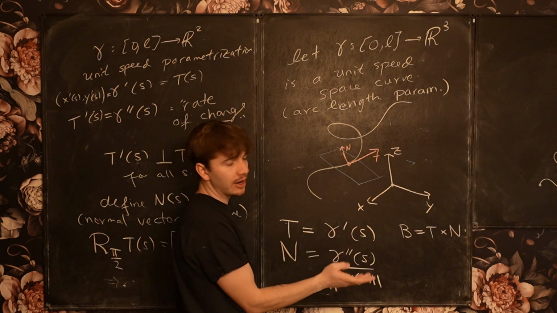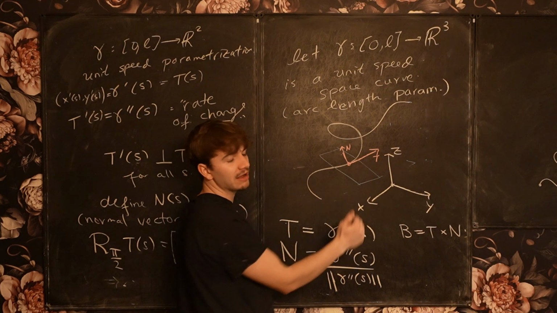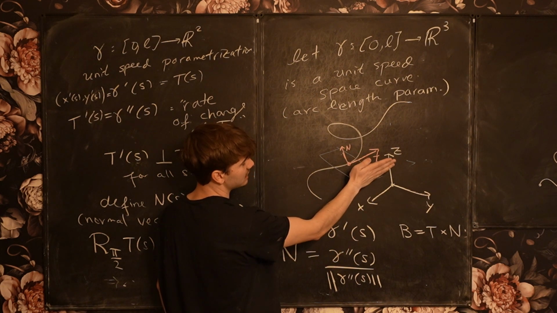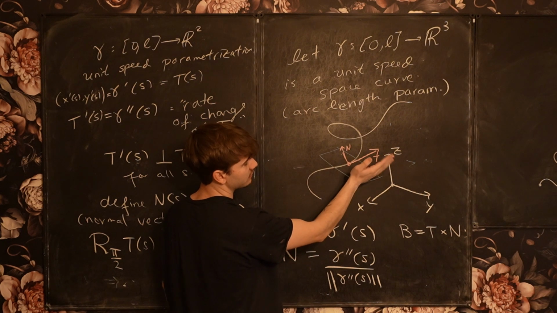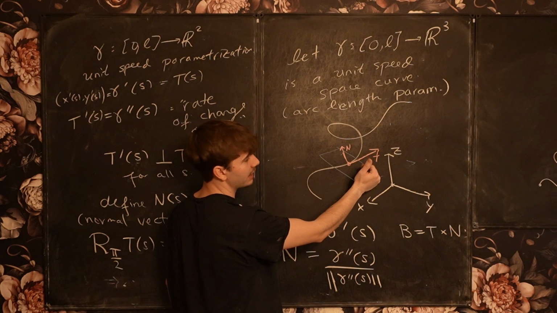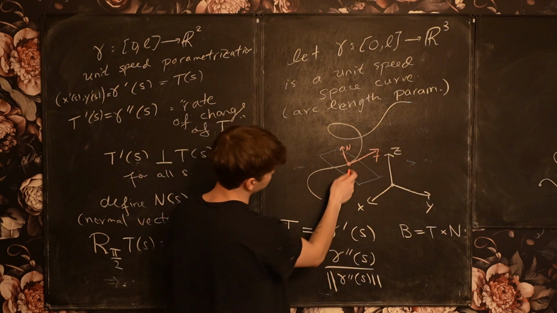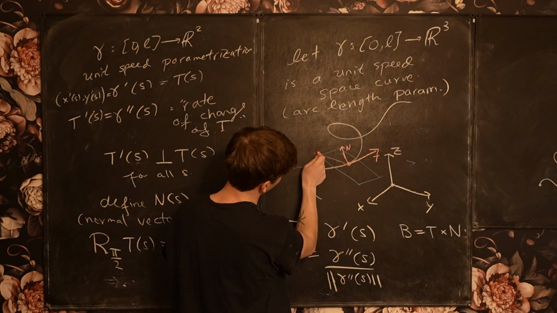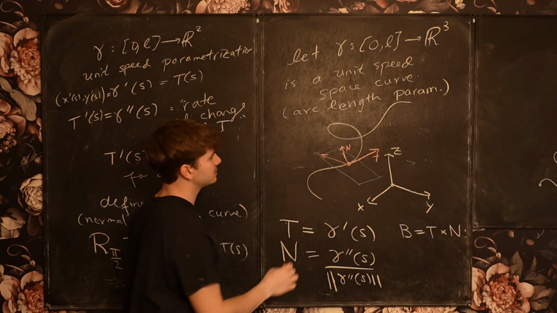So by using the right-hand rule, I can point my hand in the direction of T, curl my fingers towards the direction of N. Notice I'm curling my fingers counterclockwise because it's my right hand. And then the direction that my thumb is pointing, almost out of the board here, this direction is B.